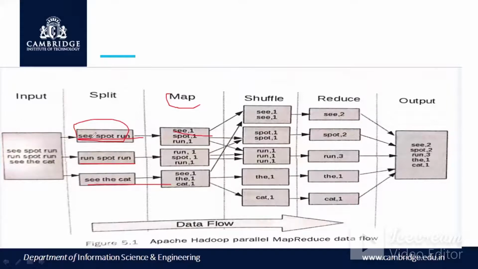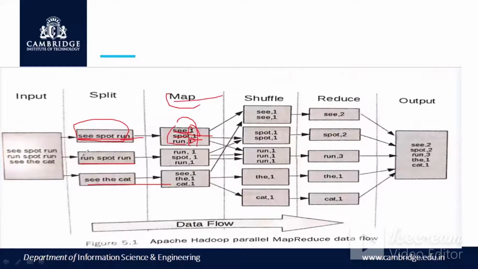First it traverses to this word, that is C. It will write C as a key, and how many times has C appeared in this particular line? Once. So it will write the count of 1. And again spot is the key, value is 1. And the last word in this line is run, so run is the key and 1 is the value. You can see these are the key value pairs. This is done by the mapper.